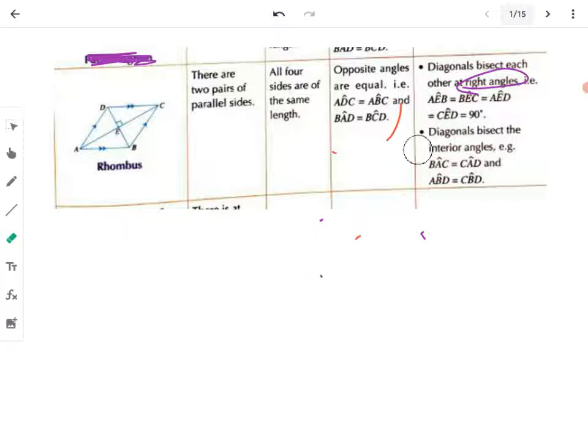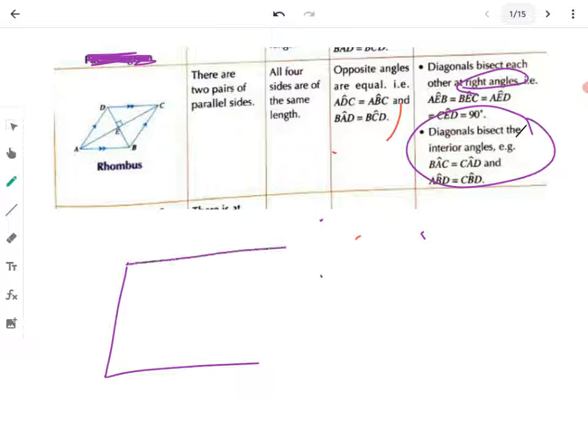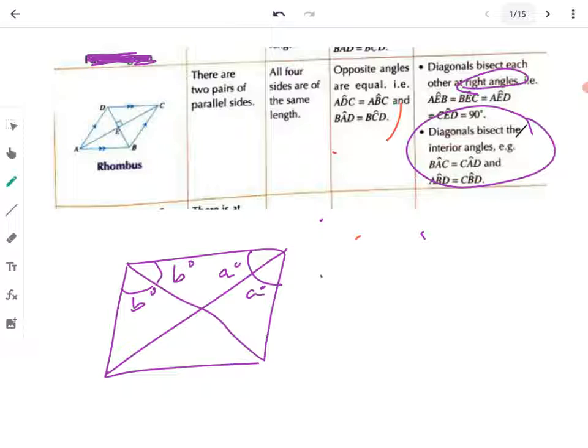Then, another thing is the diagonals bisect the interior angles. What it means is that if you have a rhombus and there's a diagonal, this angle is bisected, meaning if this is A, this is also A, meaning they are equal. The same with this diagonal. This angle will be also the same with this angle. If that is B, this is also B. So that's what these properties tell me.